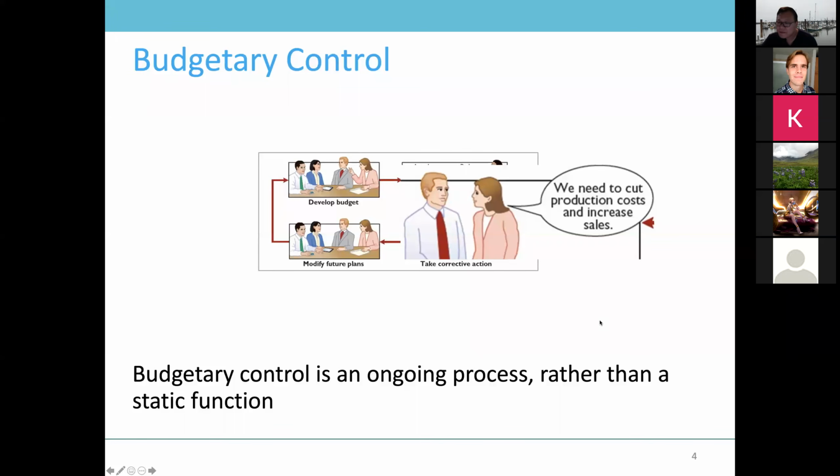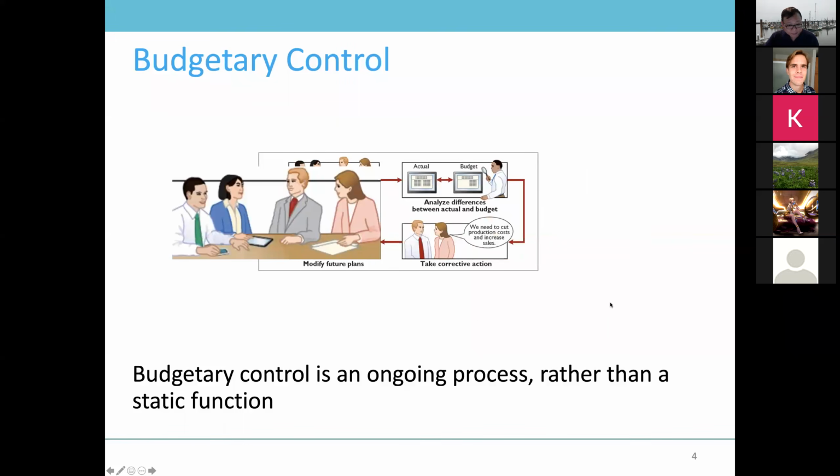What should we do? If you realize that my production cost is too high, my sales number is too low, then the corrective action would be, I need to cut down the cost and increase the sales, okay? And then you're going to change your future plan. The next time when you sit together to develop the budget, you have to incorporate that action. How can you increase the sales and reduce the cost?